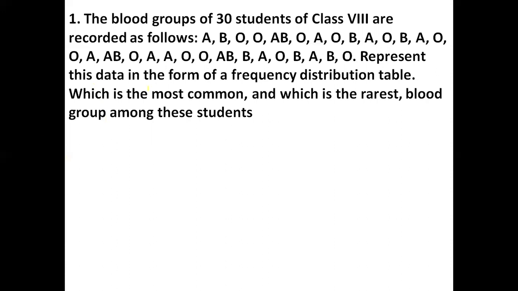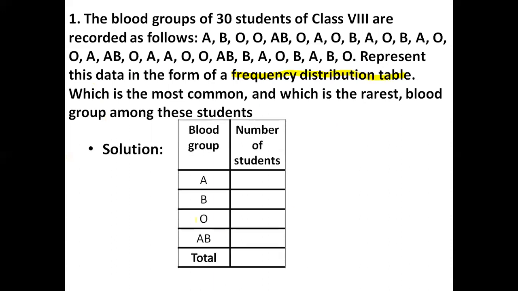So in the first question, we need to prepare the frequency distribution table. So let us prepare that first. I made a table with two columns. One is the blood group, and in the other we have the number of students.